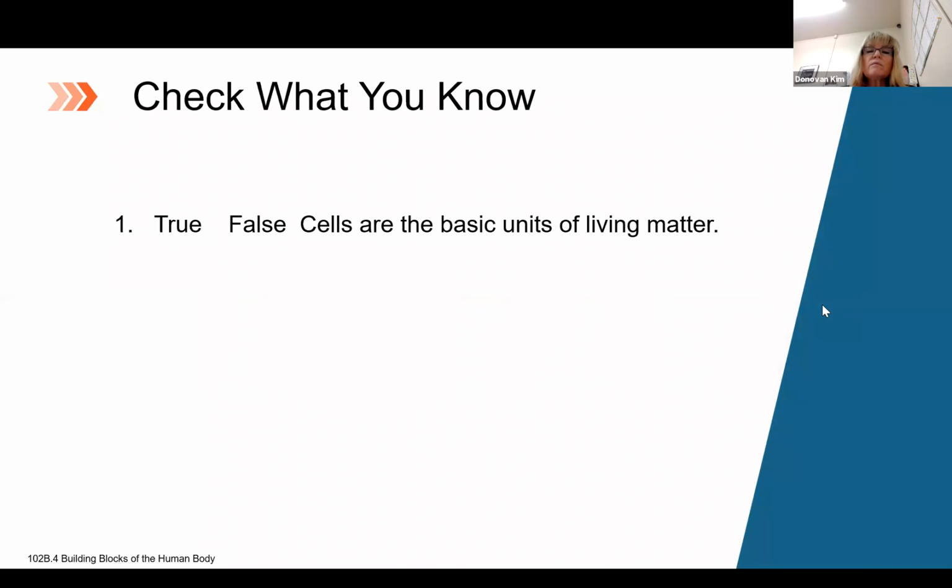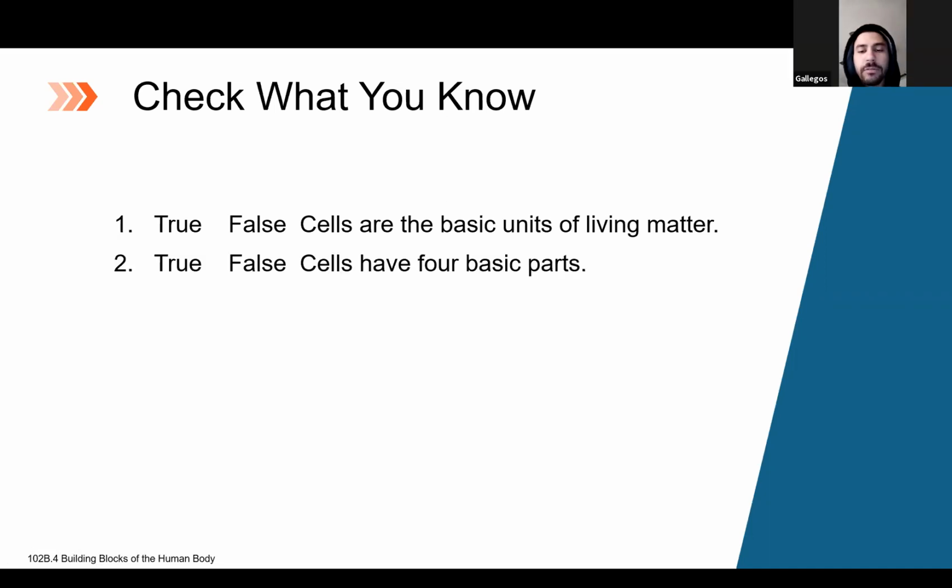So, true or false. Let's see, Ruben, true or false? Cells are the basic unit of all living matter. Ruben? That's true. Okay, that is true, but that was not Ruben. All right. I wasn't paying attention for a second either, so I had to cue in.